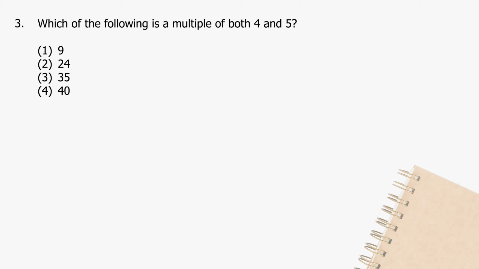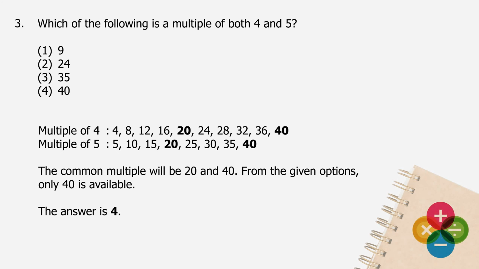Question 3. Which of the following is a multiple of both 4 and 5? The multiple of 4 will be 4, 8, 12, 16, 20, 24, 28, 32, 36, and 40. The multiple of 5 will be 5, 10, 15, 20, 25, 30, 35, and 40. The common multiple will be 20 and 40. From the given options, only 40 is available. The answer is 4.